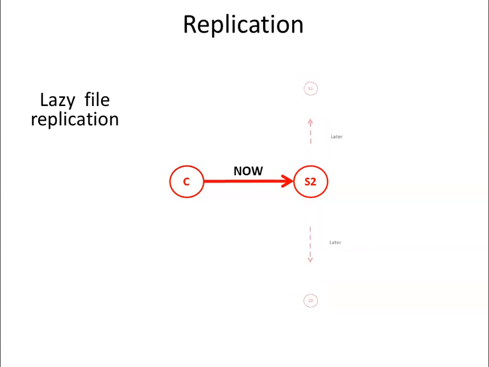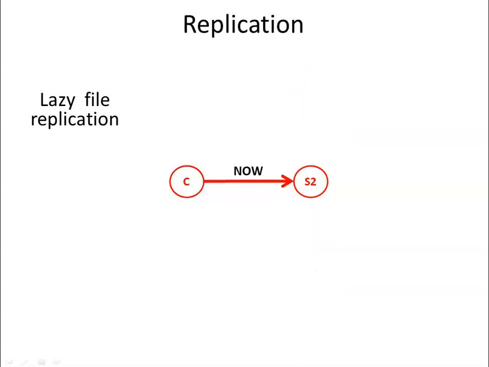When making copies in the background in this way, it is important to pay attention to the possibility that the file might change before the copies can be made. So this was about lazy file replication.